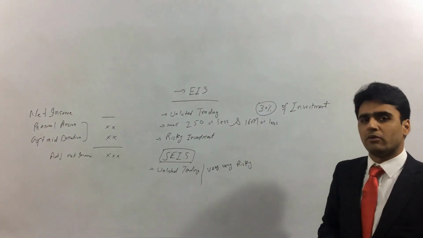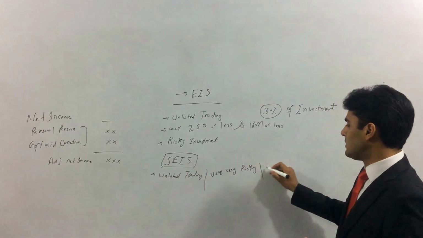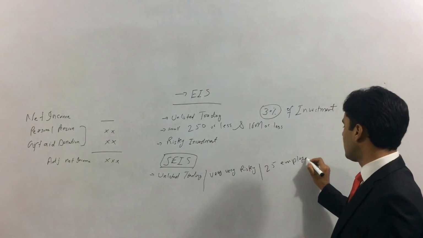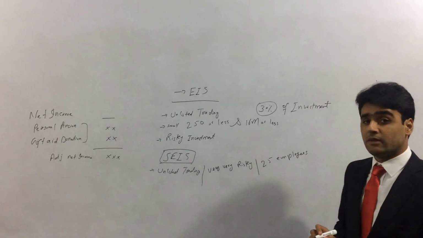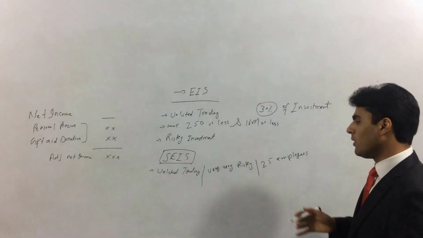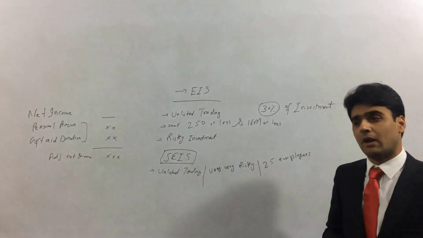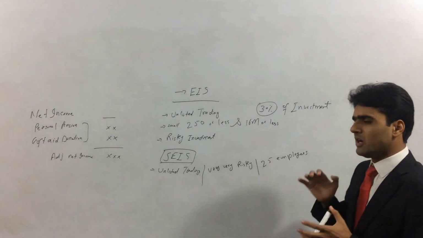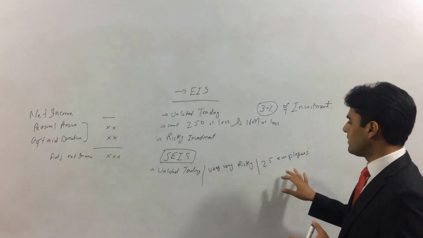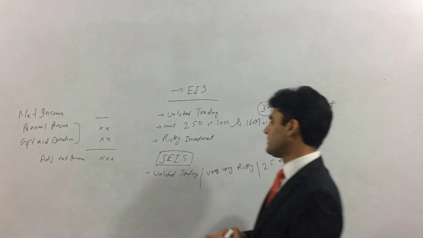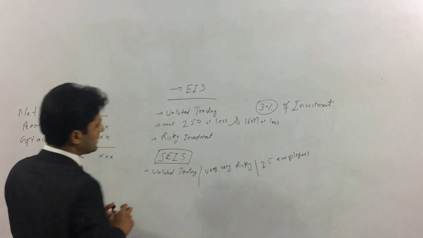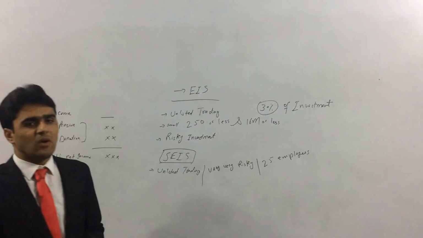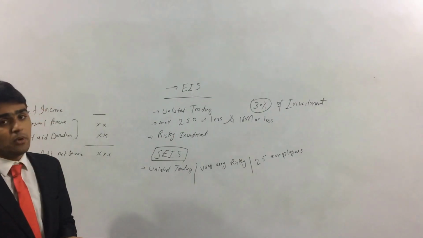EIS had 250 employees or fewer, but this one has got 25 employees or fewer. I hope you know that if a company has 25 employees or even fewer, how small would that company be? That would be a very, very small, very tiny company. Right? So it has 25 employees or even fewer, and it is an unlisted trading company. So this is a very, very risky company because it has only about 25 employees.